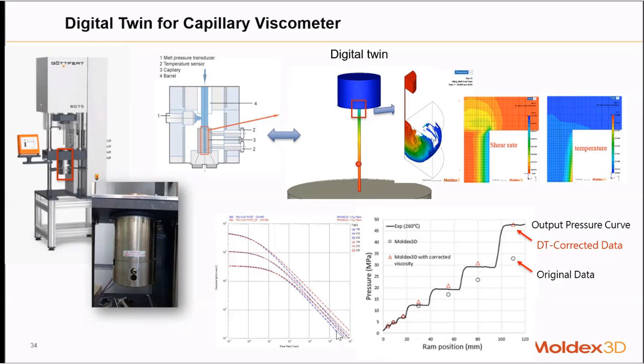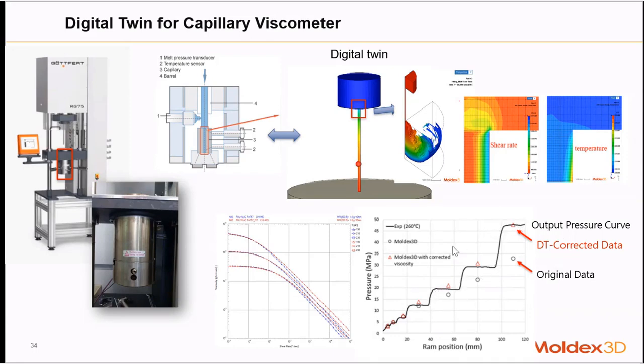So you can see the blue one is the original measured viscosity. After the corrections, we will see some shift of the viscosity curve. And we can also compare the prediction of the two material data. This curve is exported from the instrument.